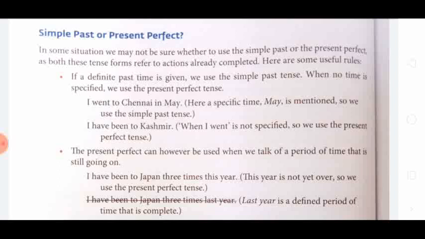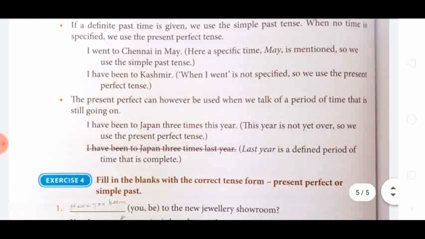Period of time which is still going on. Means I have been to Japan 3 times this year. Means still this year is not completed. I visited Japan, or I went to Japan 3 times, but the year is not completed. It is still going on. Then I can use present perfect, that I have been to Japan 3 times this year. Maybe 4 times also, because the year is not completed. Okay. So in this sense we have to use present perfect tense.